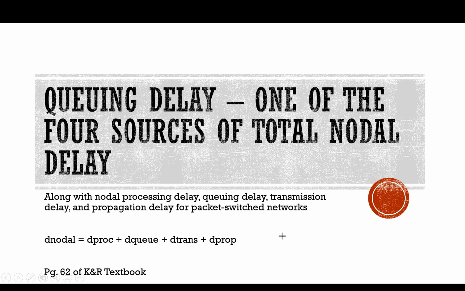Okay, so queuing delay is one of the four sources of total nodal delay. And this is in addition to nodal processing delay, transmission delay, and propagation delay for packet switched networks. The key word here being packet switched. And this is the equation involving just a simple addition of the shorthands of the aforementioned forms of delay to equate to total nodal delay.